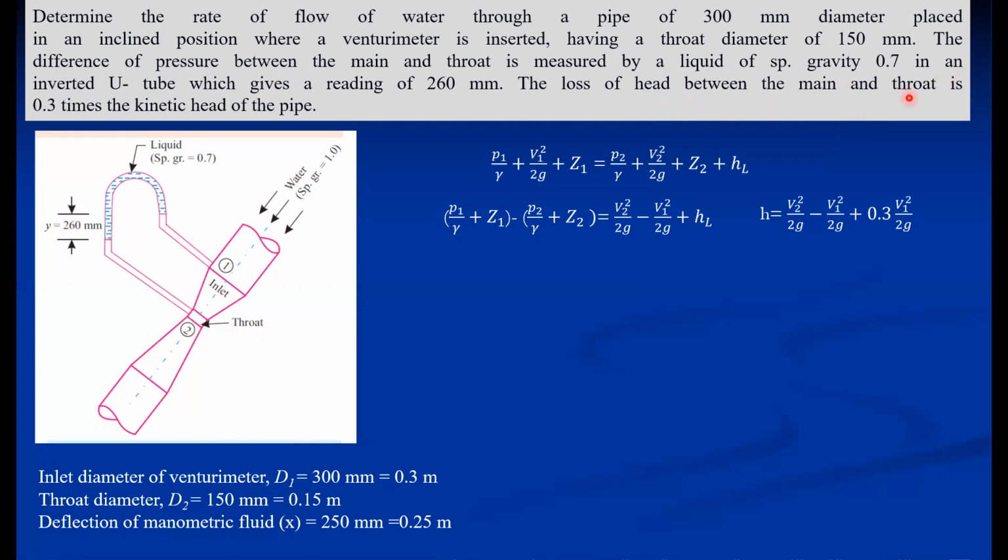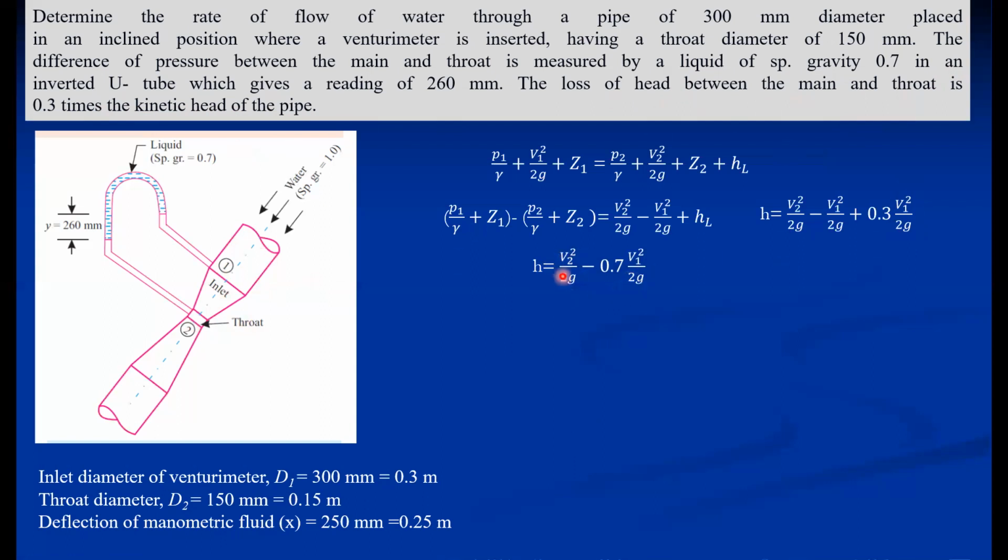So the head loss between inlet and throat is 0.3 times the kinetic head of the pipe. This is the kinetic head of the pipe, because the velocity in the pipe is V1. So it is V1 square by 2g multiplied by 0.3. So rearranging this, we get 0.7 times.